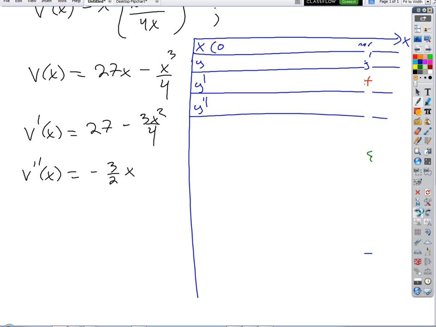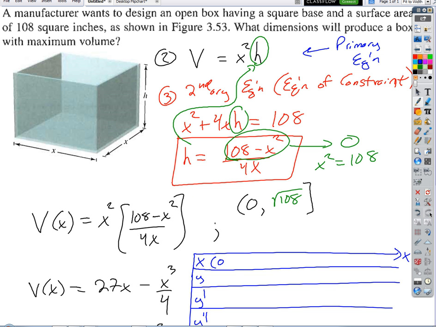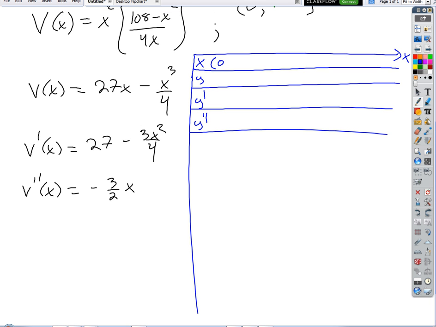Weird. Oh. Ghosted. There we go. Up to square root of 108. And let's find our critical numbers.